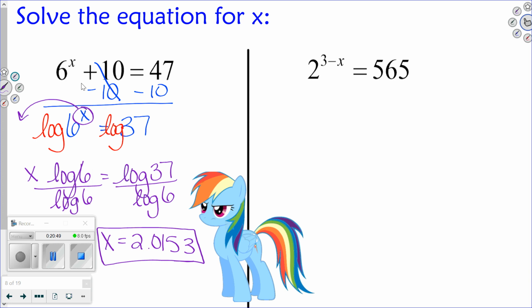Because what happens if I just use my rounded off answer? 2.0153, then plus 10. I mean, it's close. It's 47.00055299. It's close, but it's not quite as good. And it's because it's rounded.